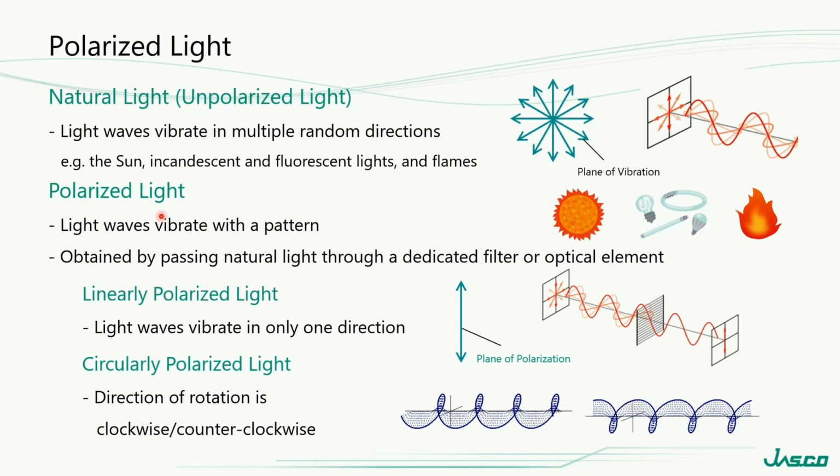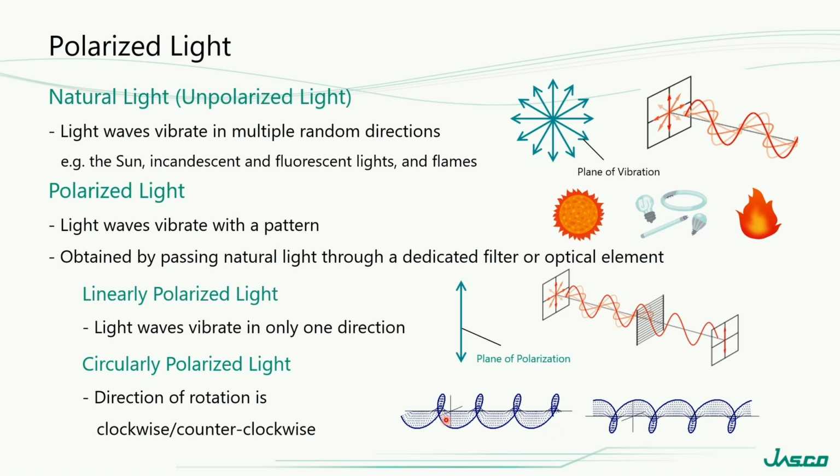CD spectroscopy employs circularly polarized light. The light we generally see in nature has random surfaces of oscillating electric field. On the other hand, the electric field of linearly polarized light is aligned in a single direction. Linearly polarized light can be decomposed into two circularly polarized lights.